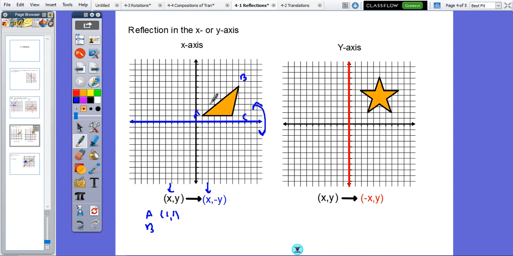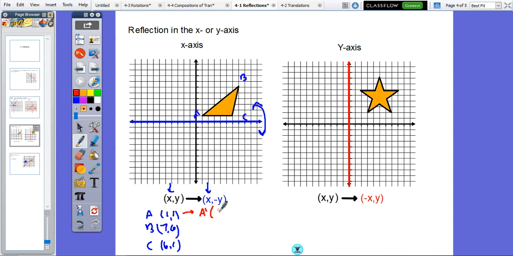And the B value is at 1, 2, 3, 4, 5, 6, 7, 6. And then C is at 6, 1. So when we reflect our image over the line, we will negate the value of y.